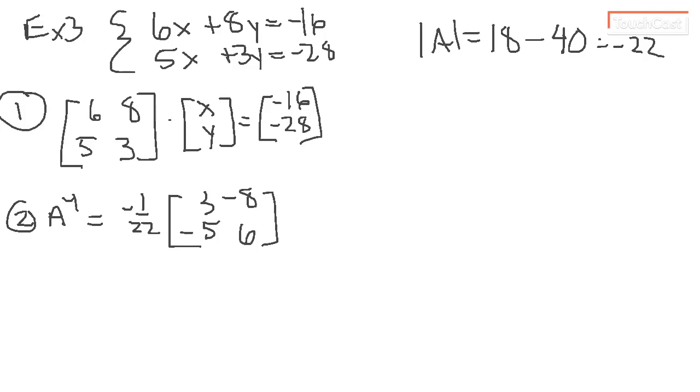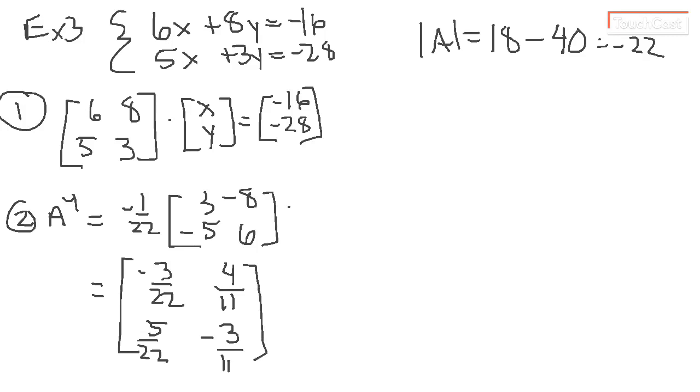So now let's multiply out. We're going to have, for our inverse matrix, negative 3 over 22. And positive, I'm going to simplify dividing by 2. We'd get 4 over 11 for that 8 times 1/22. Then we're going to have 5 over 22. And then again, I'm going to divide by 2, so I'm going to end up with a negative 3 over 11. So now we're going to find A inverse times B, which I'm just going to rewrite my B down here.